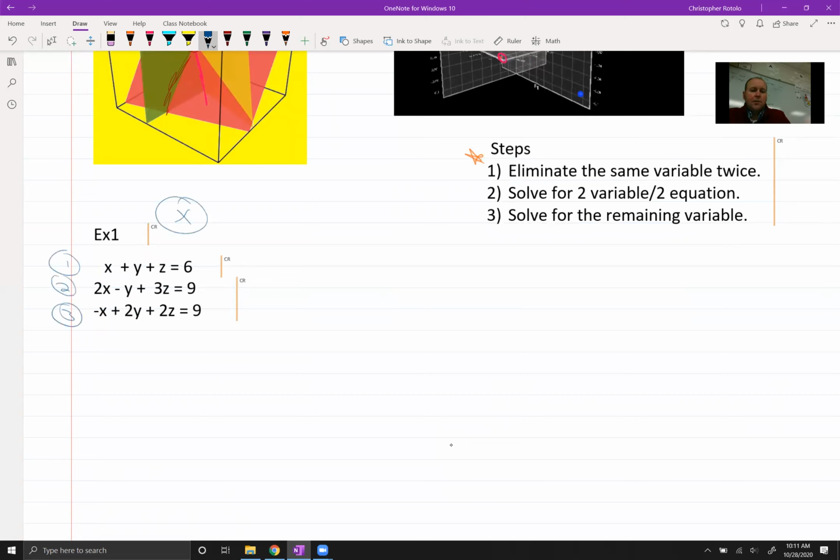So what I'd like to do is take equation 1, which is x + y + z = 6, and equation 3, -x + 2y + 2z = 9. Since they're already opposites, I get to add them together. So there goes the x. Add them together: I get 3y, add them together, I get 3z, add them together, and I get 15. We're like, that's great, Mr. Tolo, I get rid of x.